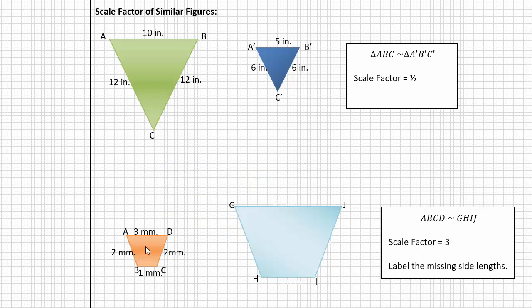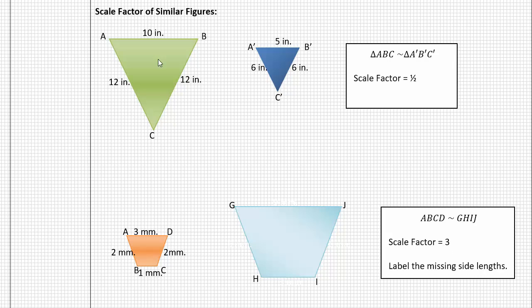So here I've given us two similar trapezoids, saying that trapezoid ABCD is similar to trapezoid GHIJ. This time, you'll notice I gave you the measurements for our first trapezoid, but I haven't given them to you for the second trapezoid. The information that I have given is that the scale factor is 3.